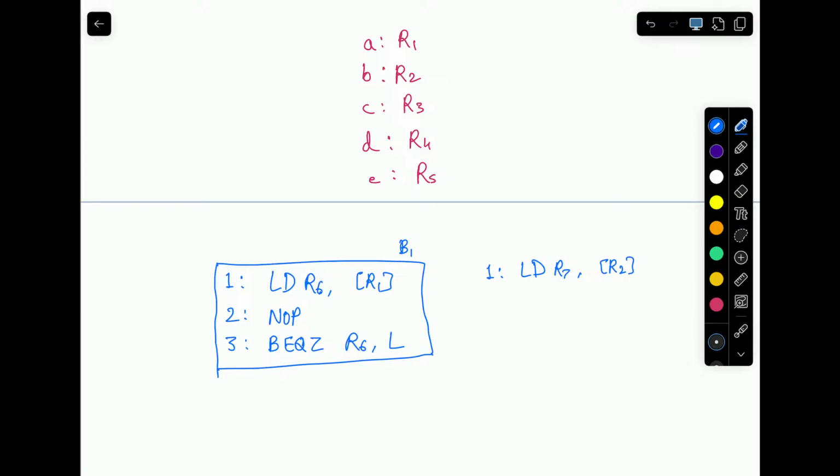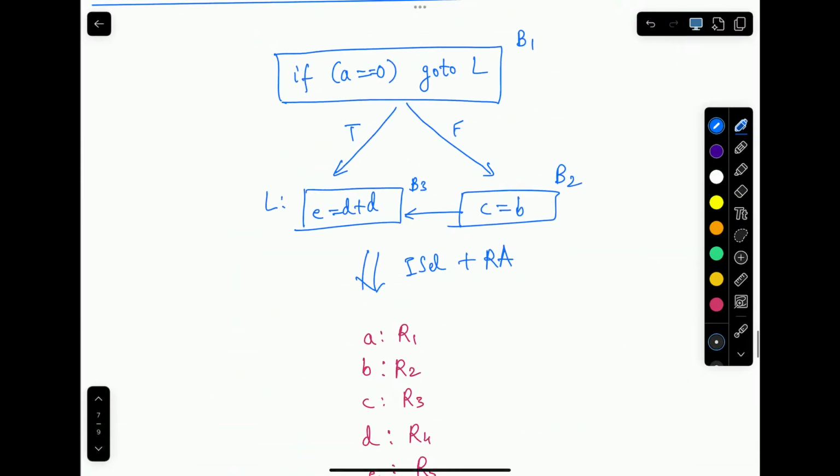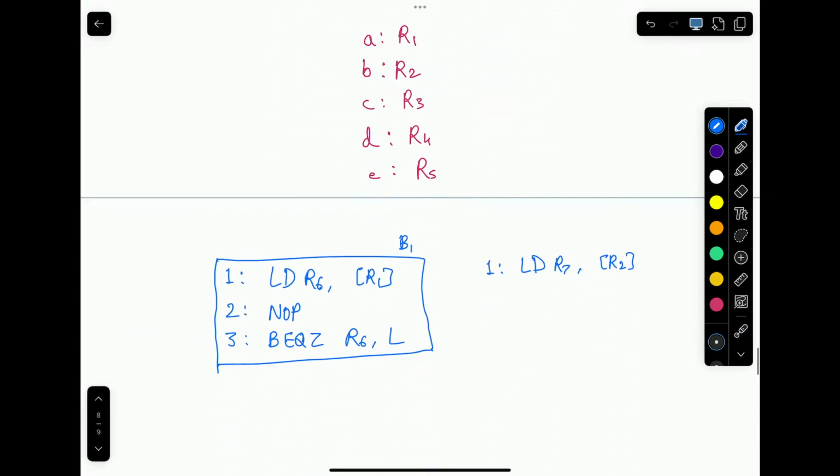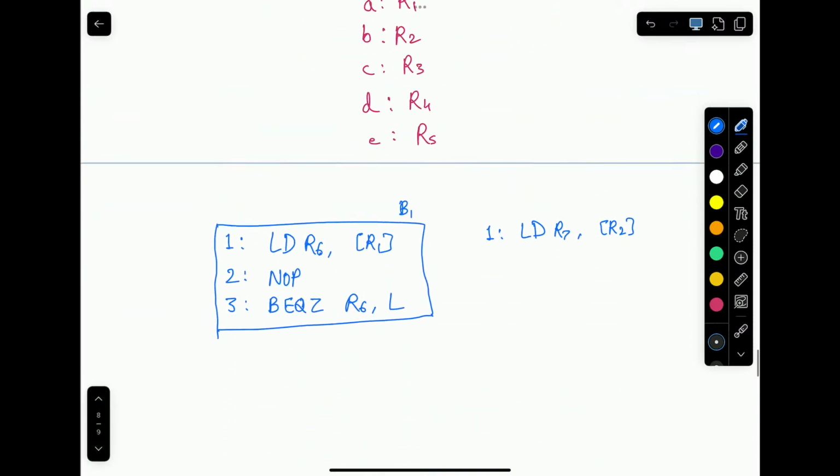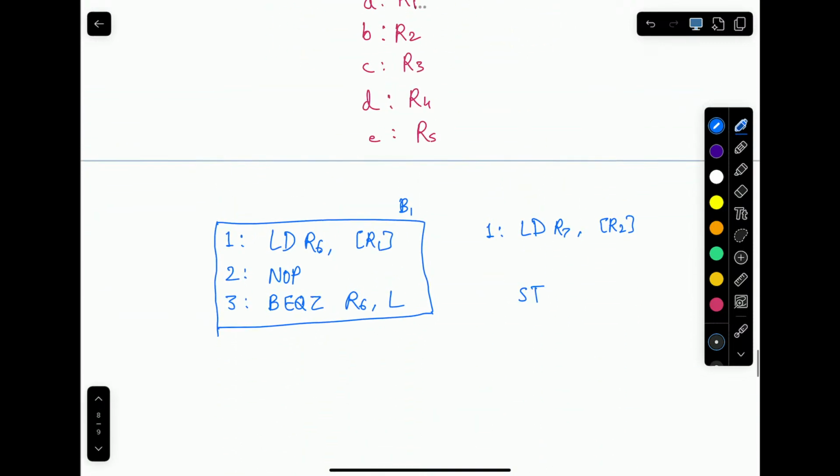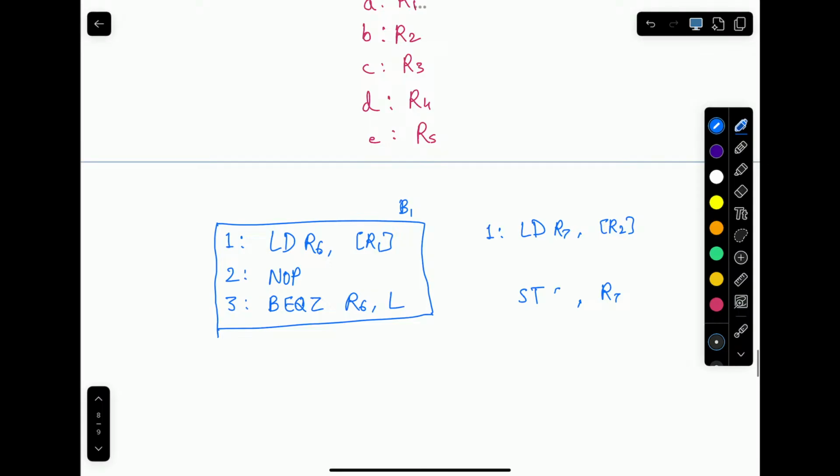And since it's a load, finally what do I want to do? I want to store the result back into C. So I need to generate a store instruction, and that store instruction reads the value of R7, and where does it store it? To C. C is assigned register R3. So let's say this is written like this.